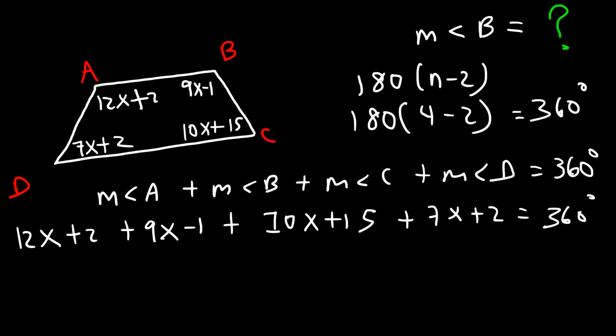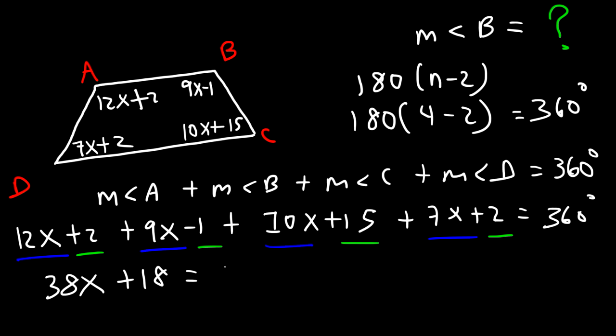So let's combine like terms. 12x plus 9x is 21x. 21x plus 10x is 31x. And 31x plus 7x is 38x. 2 minus 1 is 1. 1 plus 15 is 16. 16 plus 2 is 18.